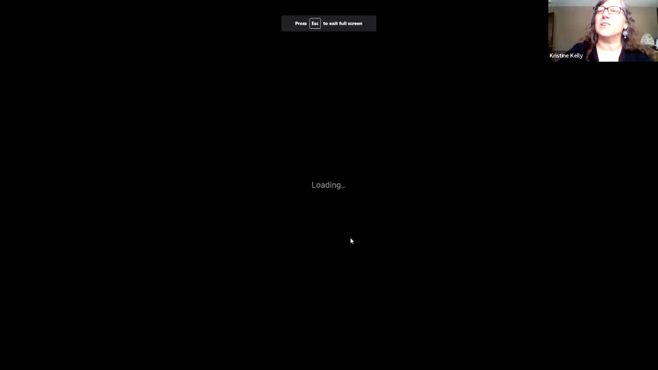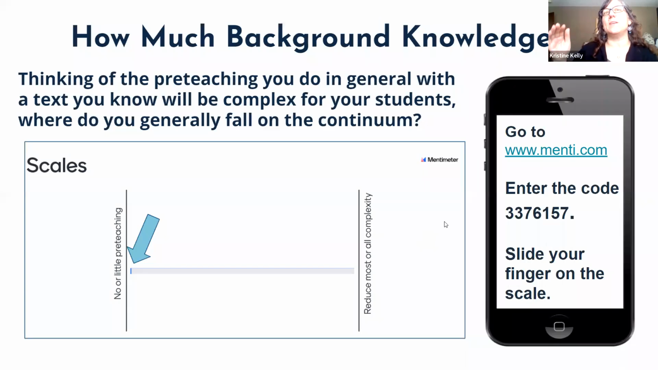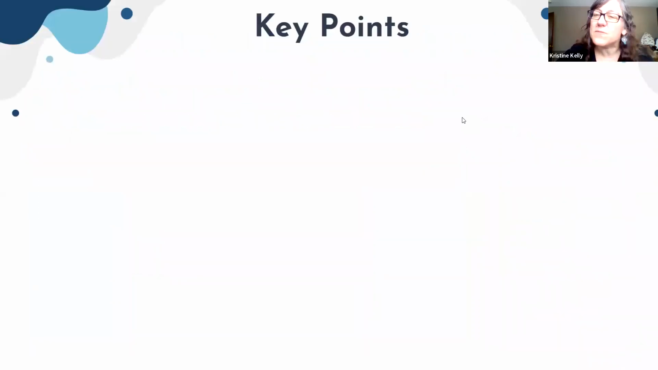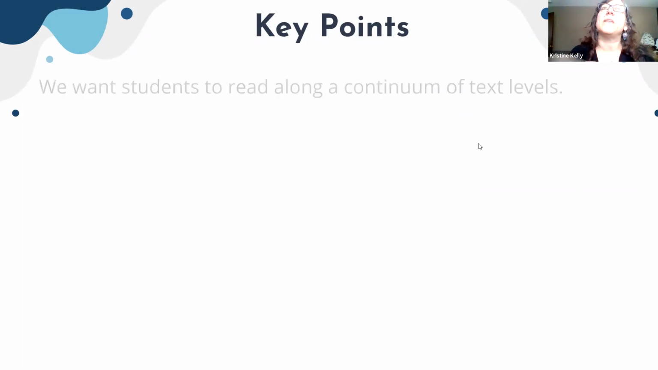Just to get you thinking a little bit. I used to definitely be more over to the reduces most or all complexity side. I didn't reduce all the complexity, but I was one of those teachers who was like, okay, I'm going to pre-teach you 12 vocabulary words. And I wouldn't actually look into the text and ask, could students figure these out? Are there clear context clues? Maybe I should hold off on those and have students work with them. But here are some key points.